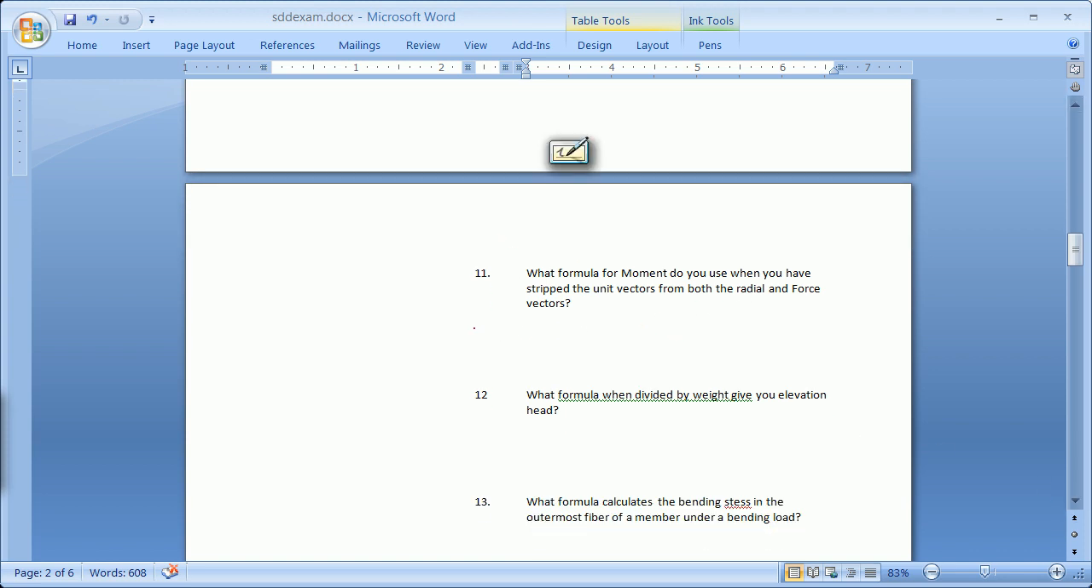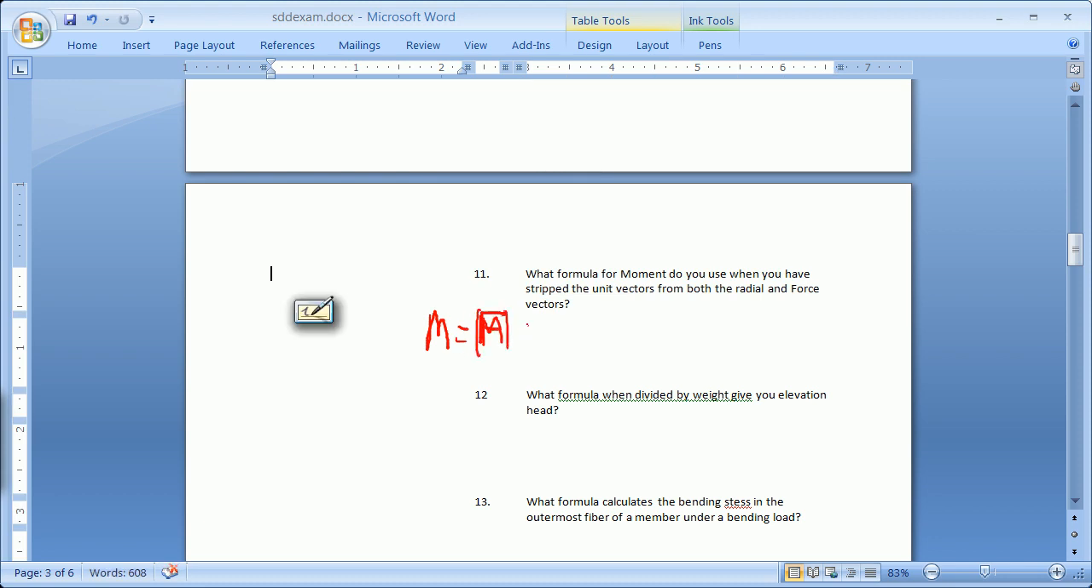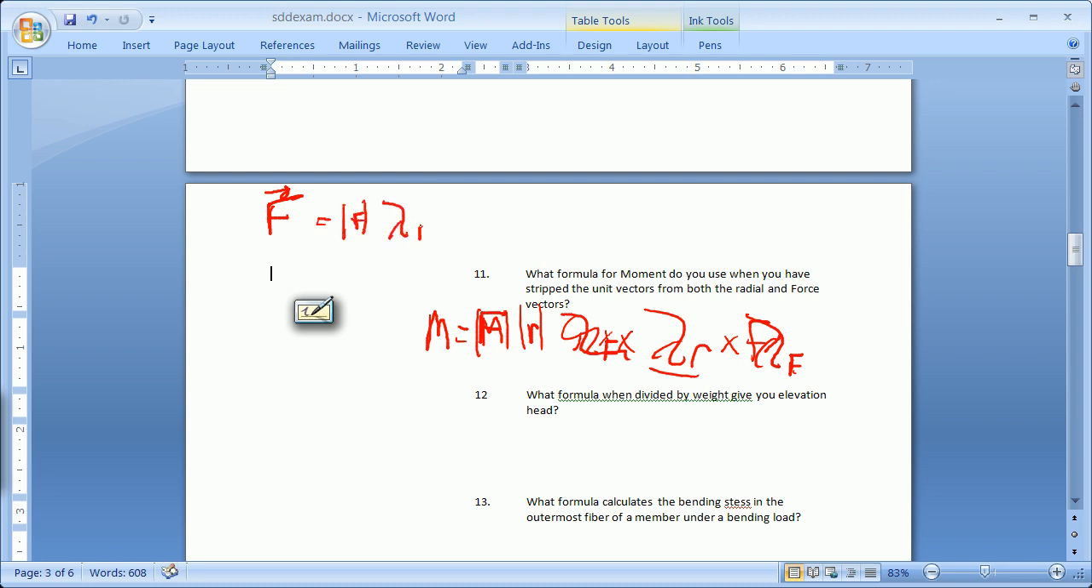When you strip the force vectors and the moment vectors, moment equals the magnitude of the force, times the magnitude of the radial vector, times the cross product of the radial vector and the force lambda vector. In other words, these will each be one long, and basically you're yielding how close to 90 degrees those two things are. So that was this one, stripping out the vectors. We know that vector force is equal to the magnitude of force times lambda sub f, the unit vector describing the direction of the force.